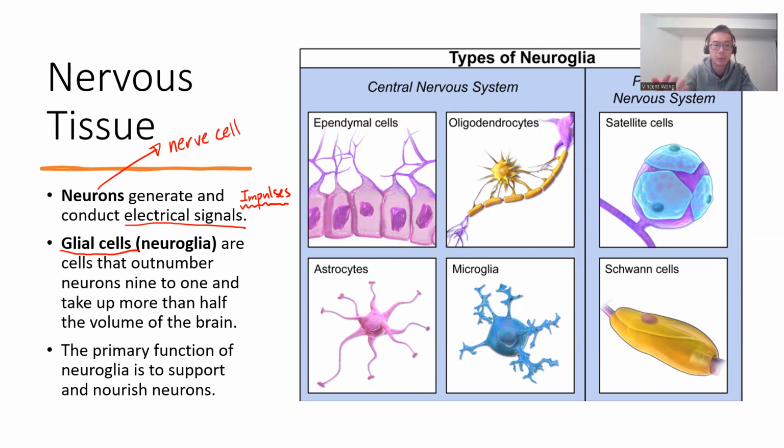We will learn the different types of glial cells along the way. This picture just shows you some of them, such as ependymal cells, oligodendrocytes, and so on and so forth. Some of them you will find in the central nervous system, which includes the brain and the spinal cord.